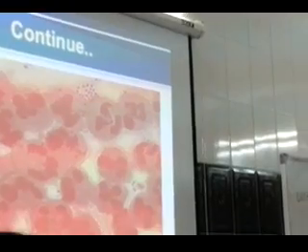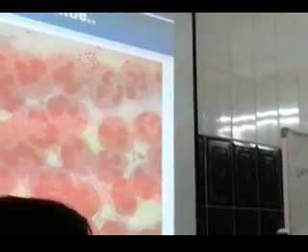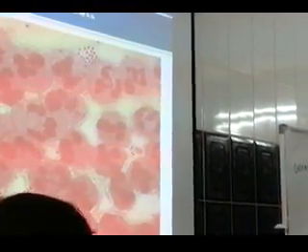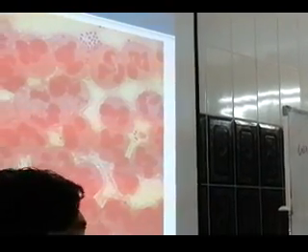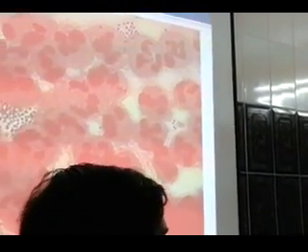RBC is double, this multi-lobed nucleus. Is there a nucleus in RBC? So you see a nucleus? Multi-lobed nucleus. It can only be WBC. Okay? Polymorphonuclear. So, what do you see?